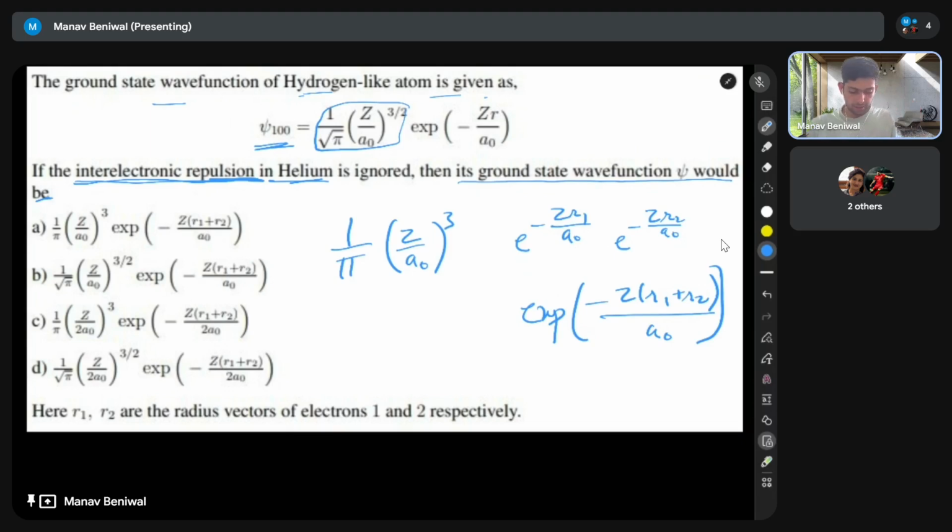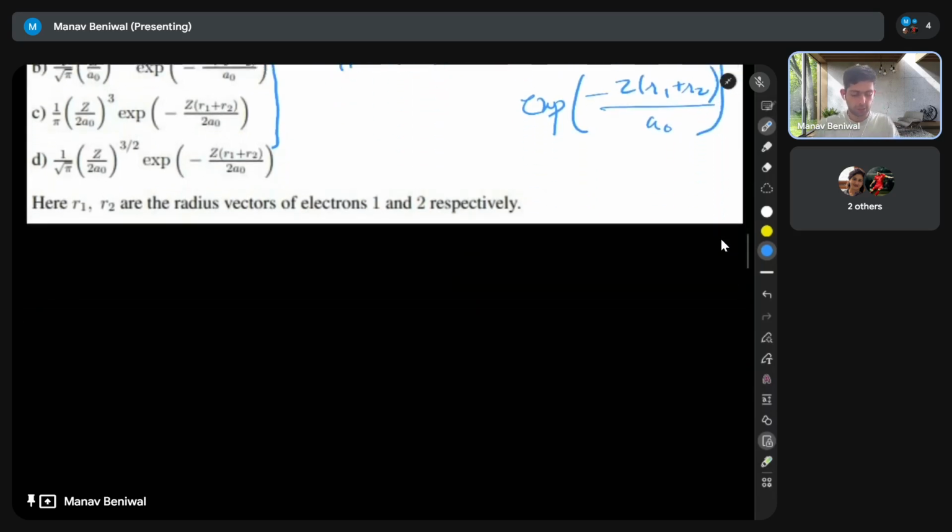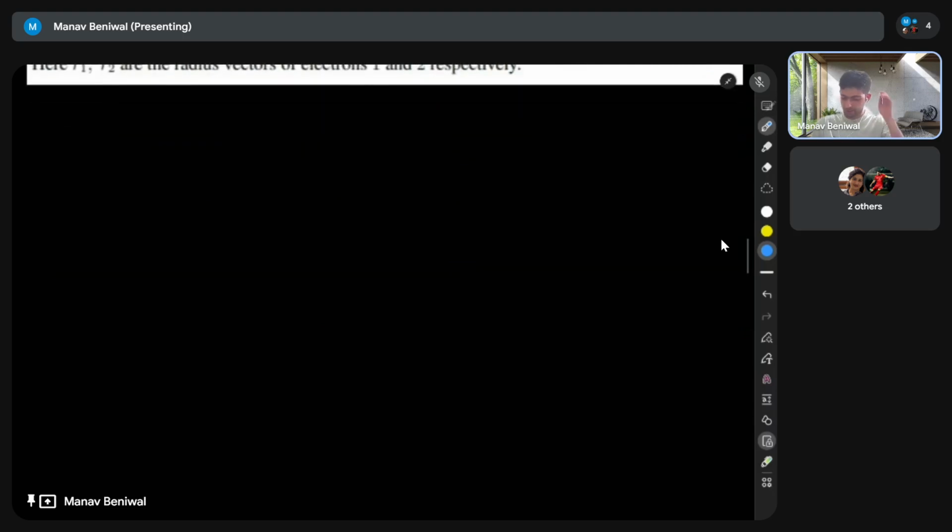Okay, so this is a little shortcut, where we are using the information already given in the options, that the exponential function has this form. But we can also do it properly.